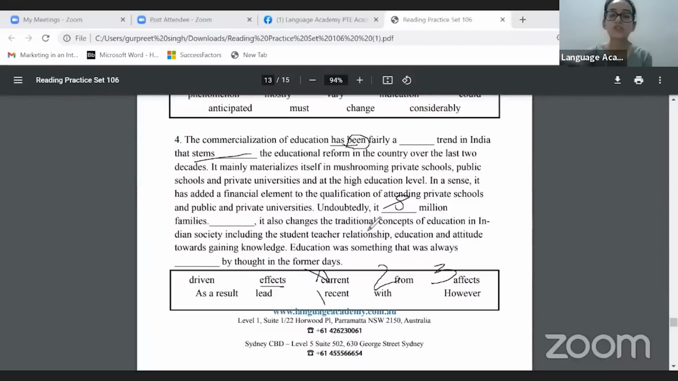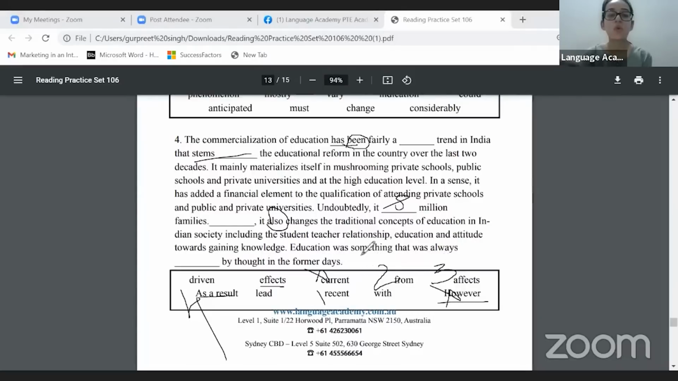Dash, it also changes the traditional concepts of education in Indian society. What we have in capitals is "as a result" or "however." "However" only comes when we go contrast. We are not going contrast. We are using "also." "Also" means going on the same side. So we'll go with "as a result."